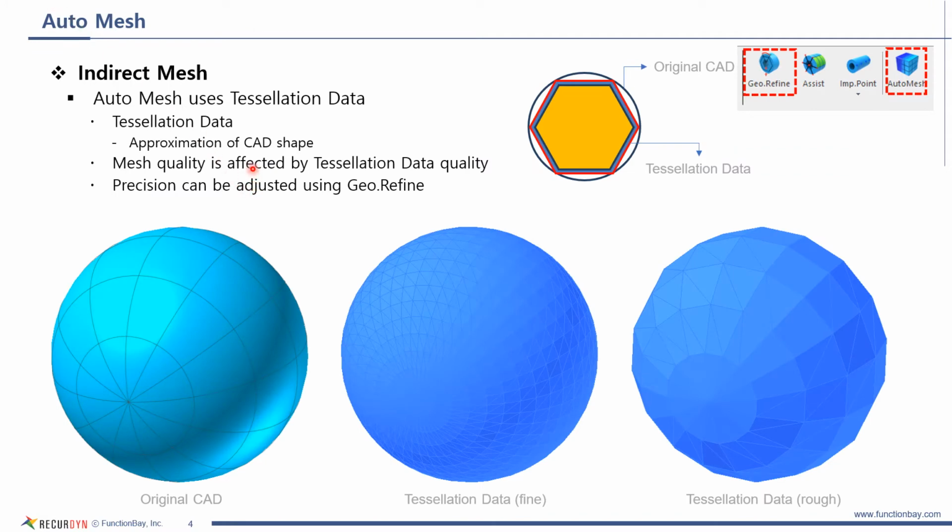Please note that Auto Mesh is a technique using indirect mesh method. Tessellation data is an approximation of CAD shape. As you can see here, the sphere on the right is expressed and reflected based on the approximate tessellation data. At this time, the user can change the precision of the tessellation data with the GeoRefine function.